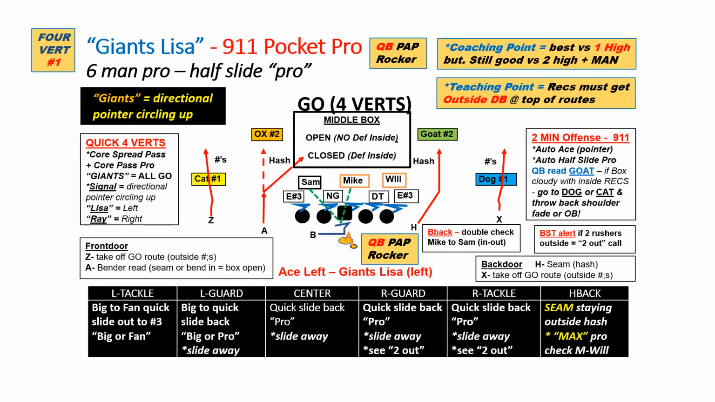Our read key for our quarterback is always going to be the backside safety, which we call a goat, which you see in the diagram. It's the upper right in the green. Again, we're going to look for the A and the H open in the middle. If we don't have this wide open, meaning we feel it is a 100% completion, we don't want to force this, then our out is just to go to the boundary outside receiver. In this case, it's usually the X, and there we're going to throw a go route takeoff up the sideline or a back shoulder fade to him. Giants, Lisa, four verts.